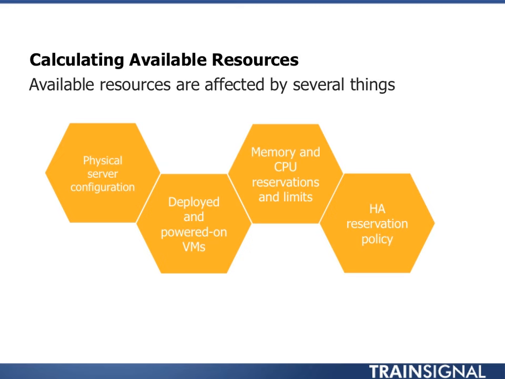HA reservation policy. Just because you have 5 hosts doesn't mean you have 5 times the resources of a host. If you're pulling back 20% of resources using a percentage reservation, or you're limiting it based on a dedicated failover host or something like that, that will cut down the available resources to the VMs.